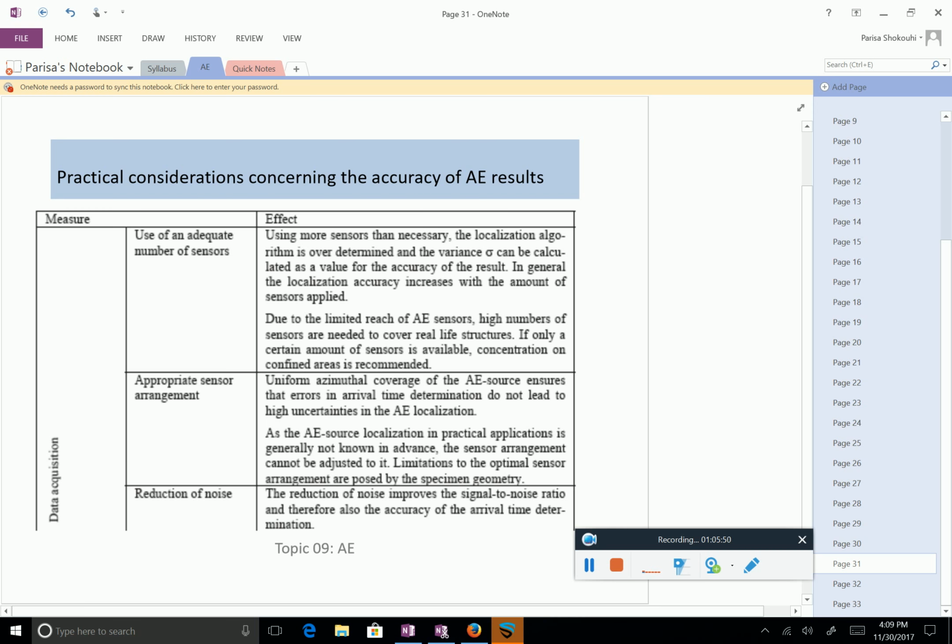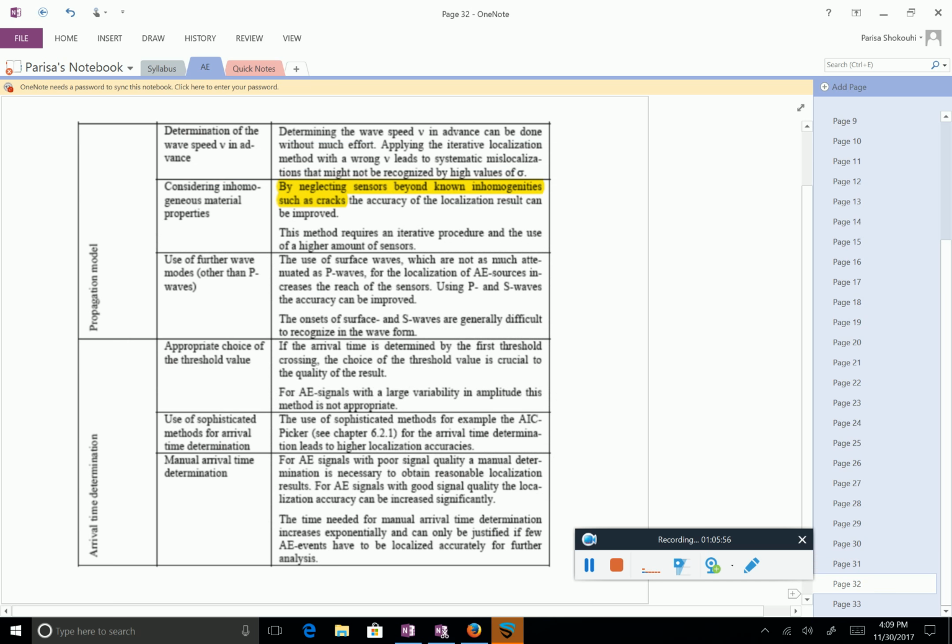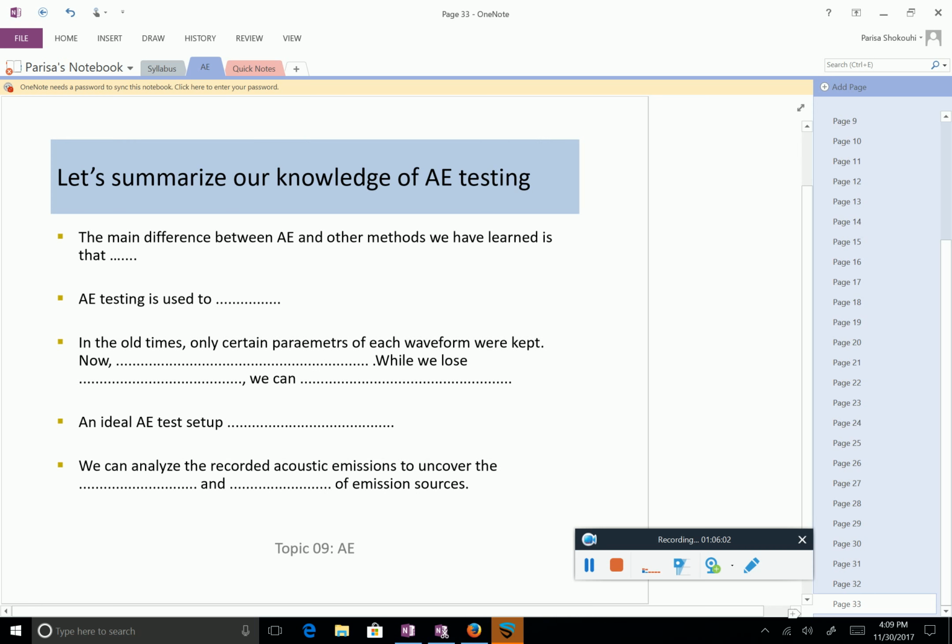At the end, I have put a table with some of the practical notes. I don't go through this in the class, but it's a good summary of what can go wrong with acoustic emission testing and what to watch for if one day you needed to do this kind of testing.